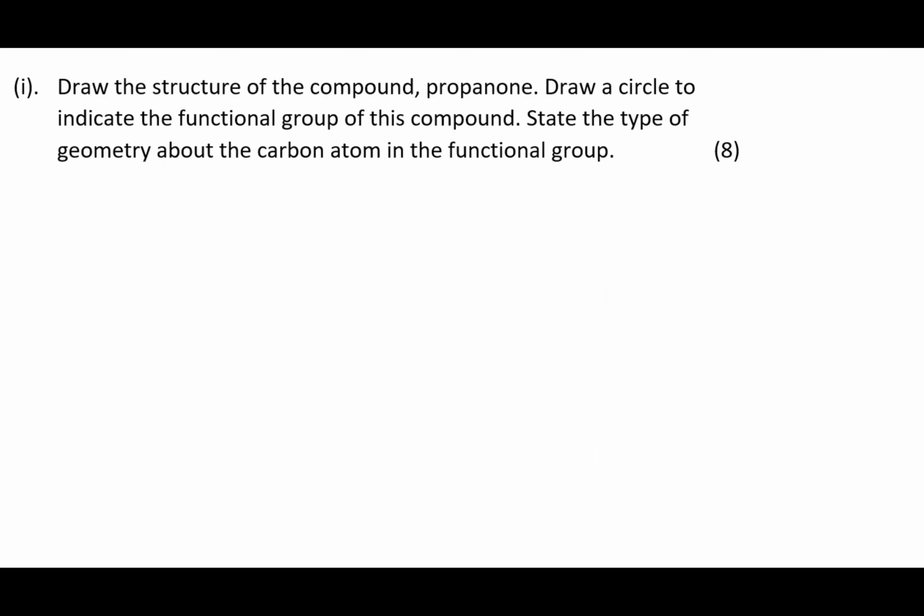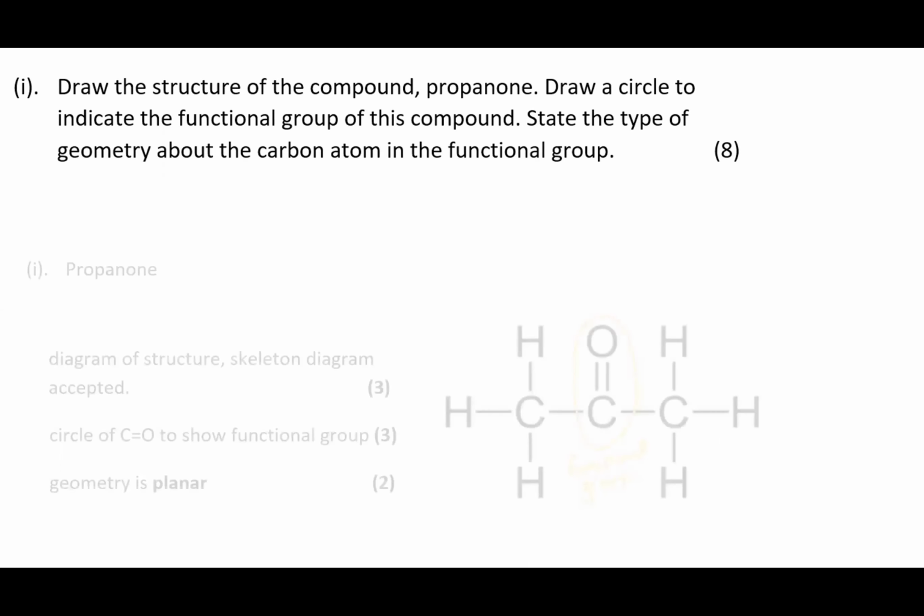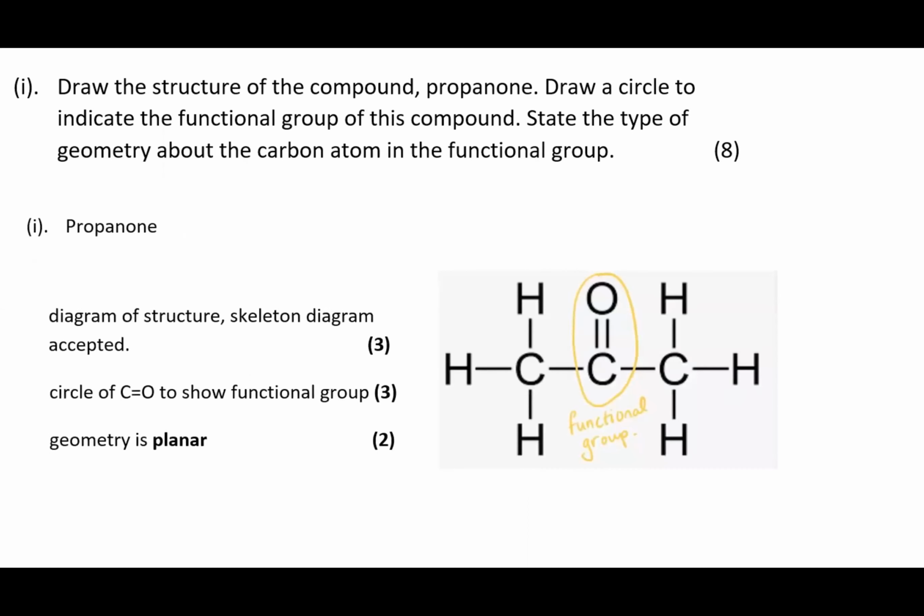Draw the structure of the compound propanone. Draw a circle to indicate the functional group in this compound and state the type of geometry about the carbon atom in the functional group. Okay, so you have your diagram there, and the skeleton diagram is also accepted. The functional group there is circled, and the geometry of that carbon is planar. Okay, so 3, 3, and 2 there. Fairly straightforward.